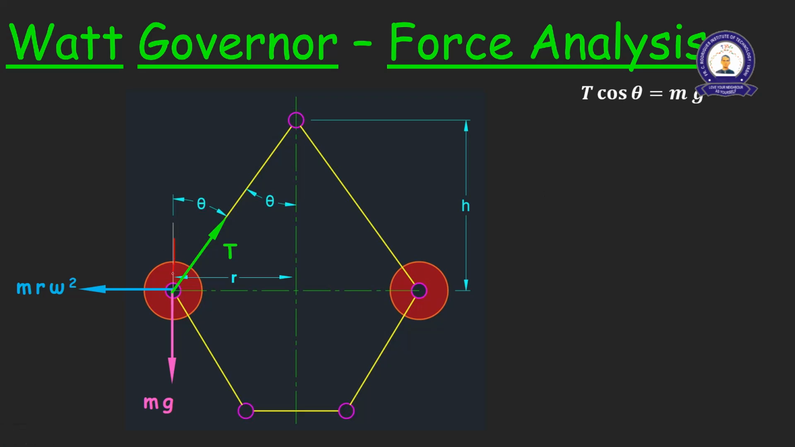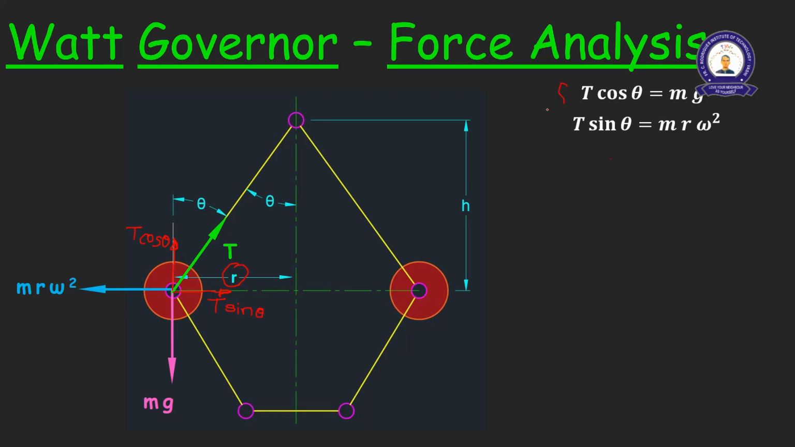which will be in this direction. So this will be your T cos theta, and that will be equal to mg. And similarly, T sin theta equals m r omega square. Here r is the distance between the center of the mass and the spindle axis. It will vary if the speed is varying, but at constant speed the position of this mass will not vary, so r will be constant.